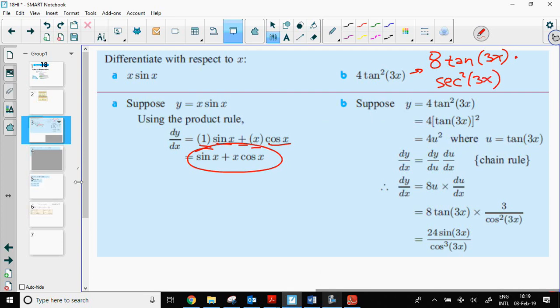But then I need to multiply by the chain rule again, double chaining here, by 3 because that's the derivative of 3x. So final answer for me, I would just write it as 24, that's 8 times 3, times tangent of 3x, times secant squared of 3x. But if we want to change everything into sines and cosines, then we could certainly get from there to here.